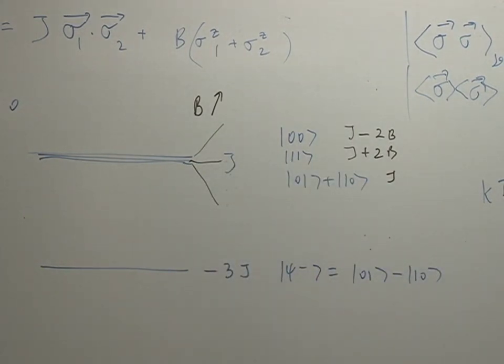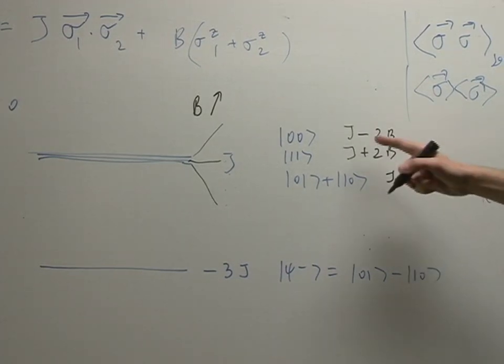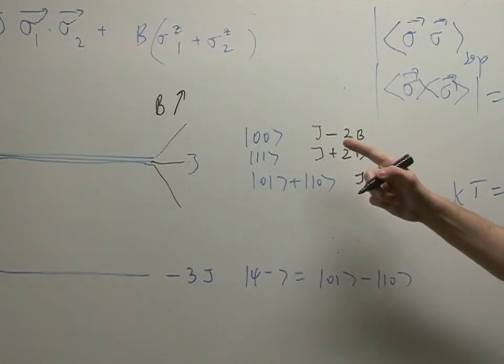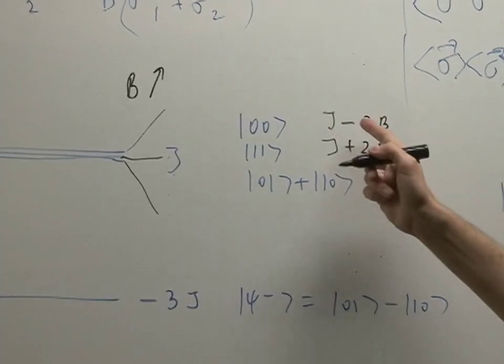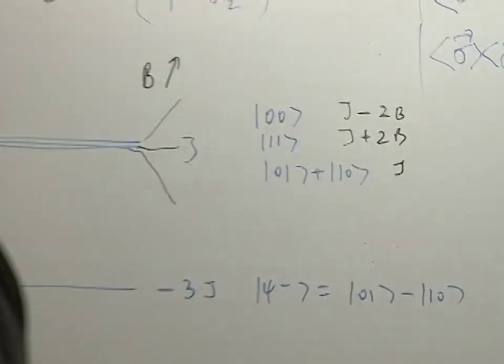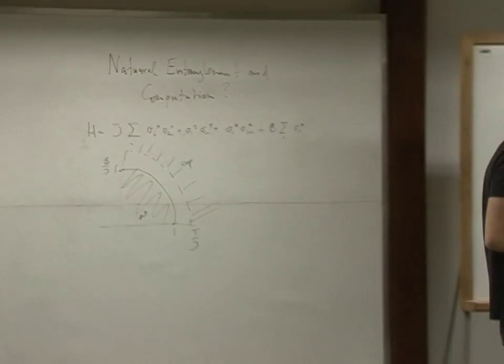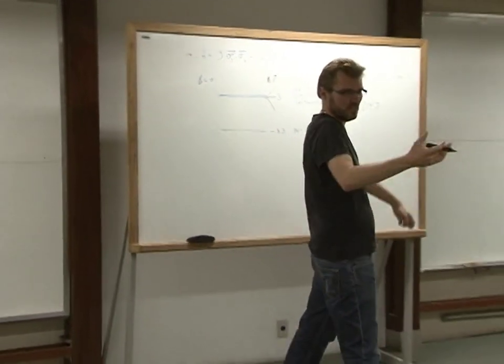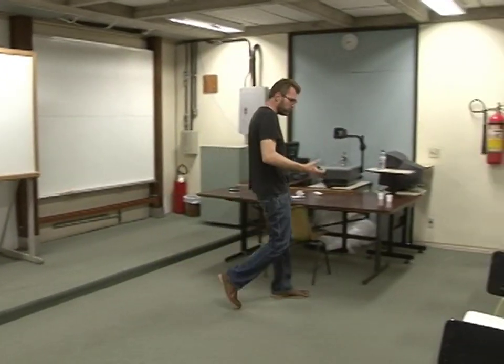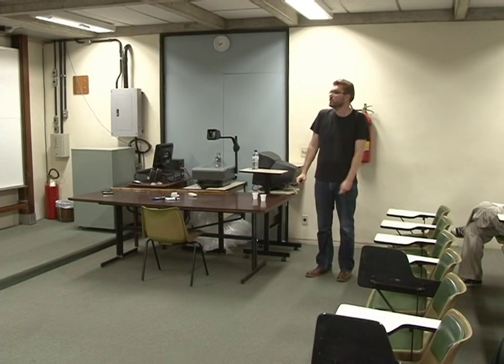And now you can see that when B is equal to J over 2, I think because of this funny factor of 2, people like to put a half here to put them on an equal footing, so twice the J. So J equals B is the critical point, but in my example now it's J over 2, if you like, B equals J over 2.